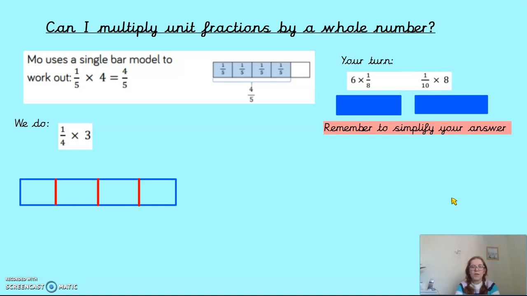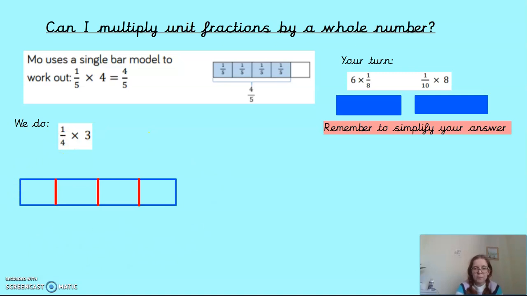Okay, here is a question for you. Mo is using a single bar model to help us work it out. So instead of having our bar models set separately, like in our last example, we're going to have one bar model here. We take exactly the same question. We've got 1 quarter times 3.